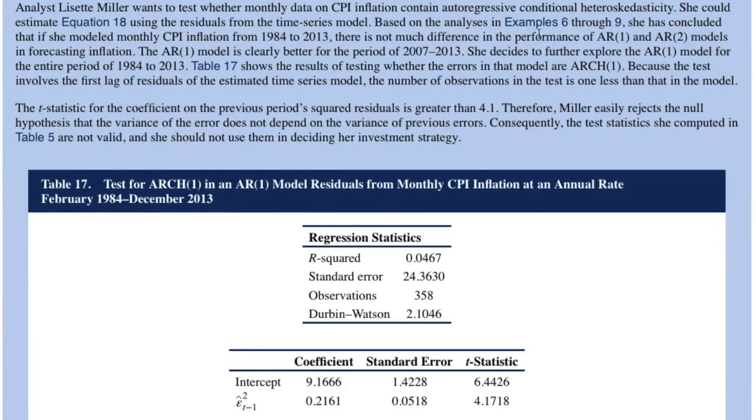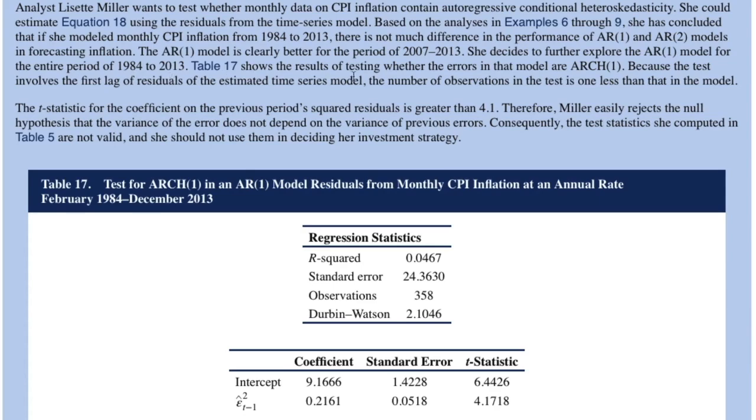Based on the analysis in examples 6 through 9, she has concluded that if she modeled monthly CPI from 84 to 2013, there is not much difference in the performance of an AR1 and an AR2 model. You recall we did that. We looked at an AR1 model for the full period of time, and we looked at an AR2. We looked at the root mean squared error and saw that, well, the AR2 didn't really improve it that much. That's what she's noting here. There's not much difference in the performance. The AR1 model is clearly better for the period 2007-2013. She decides to further explore the AR1 model for the entire period 84 to 2013.